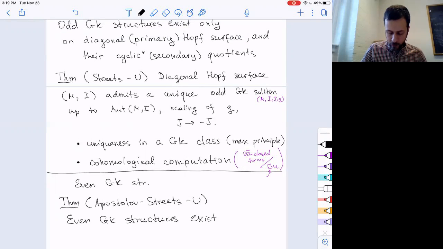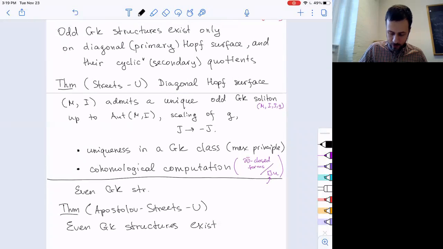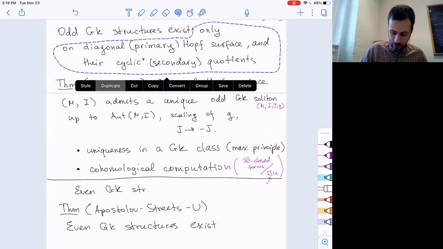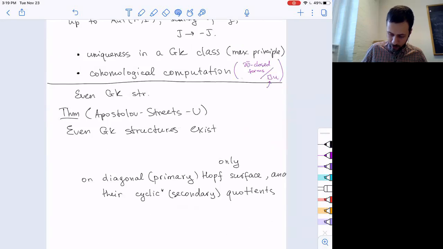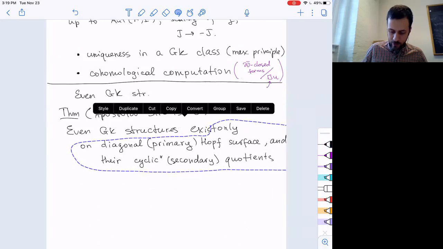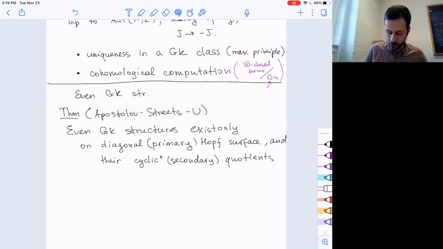And what we proved in our paper with Vesti and Jeff is basically the same statement as before. So these even structures exist only on diagonal primary Hopf surfaces and on their cyclic secondary quotients. So that's about existence of even structures. Now, what about uniqueness of solitons?